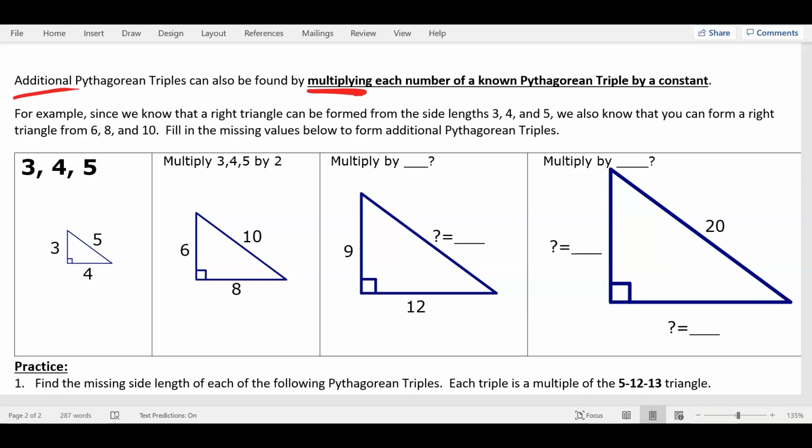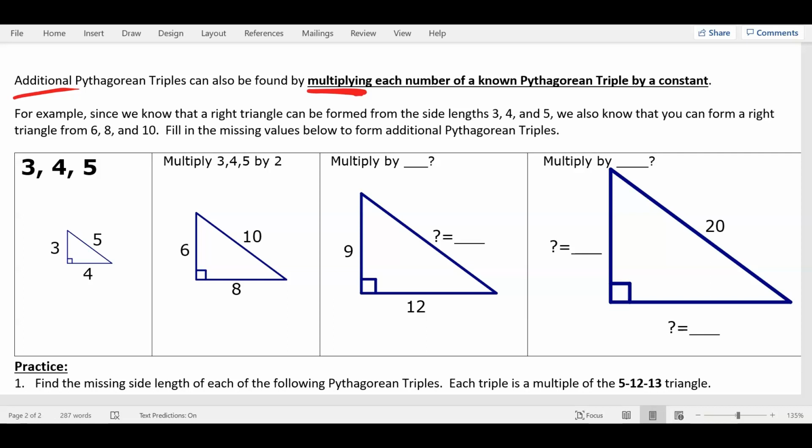3, 4, 5 is a right triangle. We just learned that. If I multiply all 3 of those numbers by 2, I'd get 6, 8, 10. That's a triple, okay? It's not a different triple, it's just a multiple of 3, 4, 5. So multiples work.